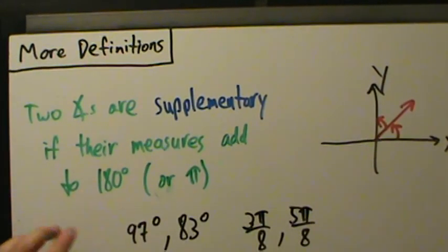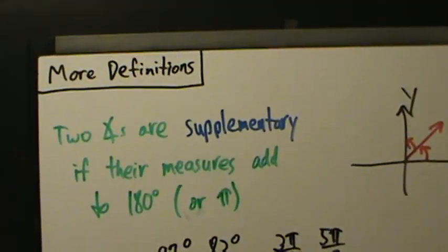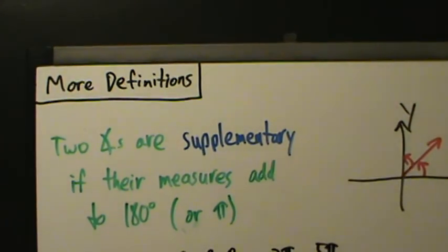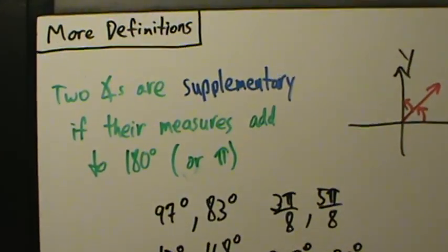But anyway, the point is, complementary angles, their measurements add to 90 degrees, and supplementary angles, their measurements add to 180 degrees. So that's it for more definitions with angles and degrees and radians and things like that.